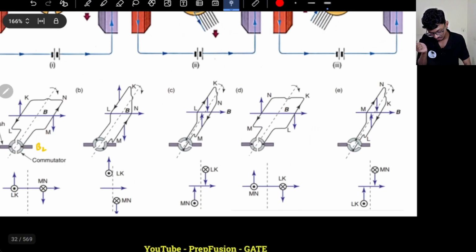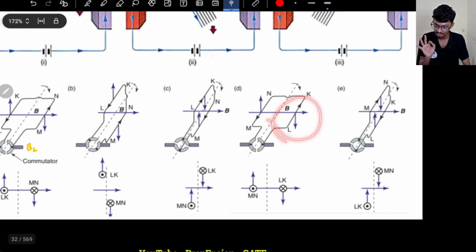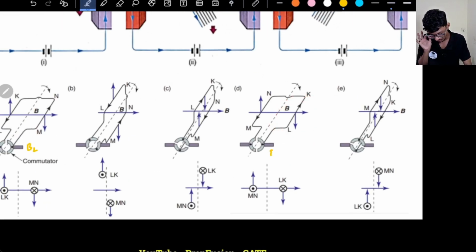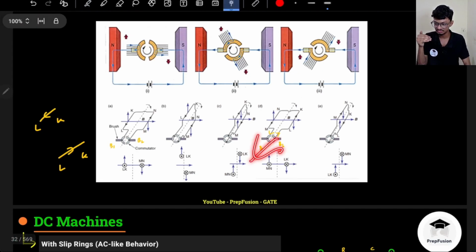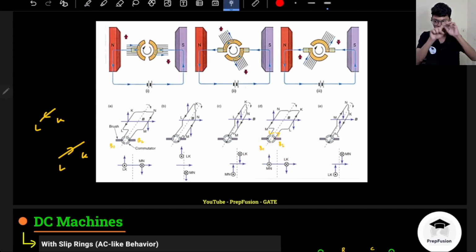In case D as well, although the conductors have changed, current is still outgoing from brush B2 and still incoming in brush B1. So outside of this brush, whatever load I am connecting only observes a DC, a pulsating DC current. But inside, the individual conductors are changing the current direction. This is the crux.